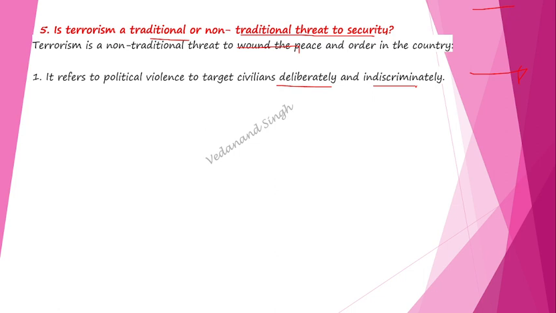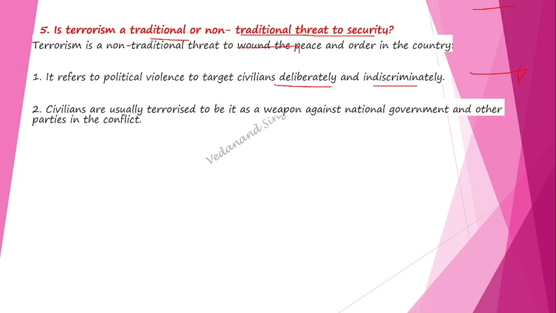This is the basis on which terrorism takes place. And the next point is that civilians are usually characterized as a weapon against the national government and the other parties in the conflict. Generally, civilians are terrorized to be used as a weapon against the national government and other parties in the conflict. Civilians are targeted in order to target the government.